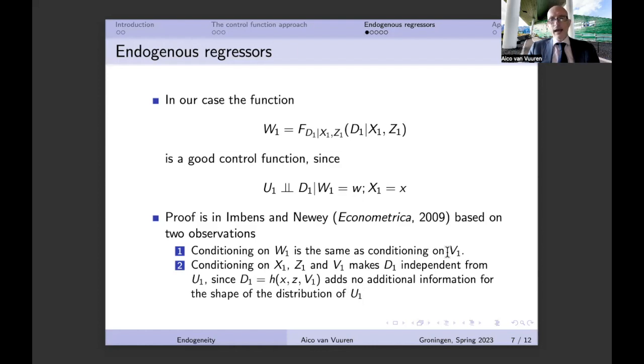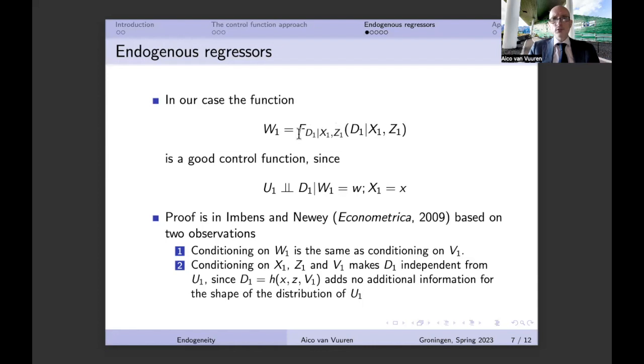Because at the next slide we will actually prove that w1 and v1 are exactly identical to each other, so that it actually would be possible. Well, the problem, of course, is that w1 by itself is also not observed. And that's not because we do not observe d1, x1, and z1, because d1, x1, and z1 are actually observed in our data set.